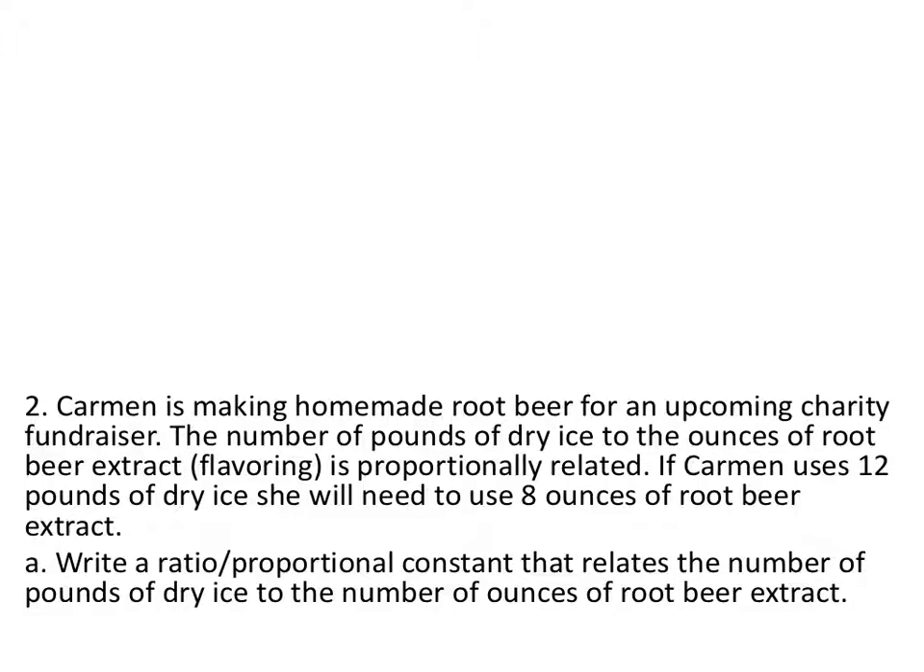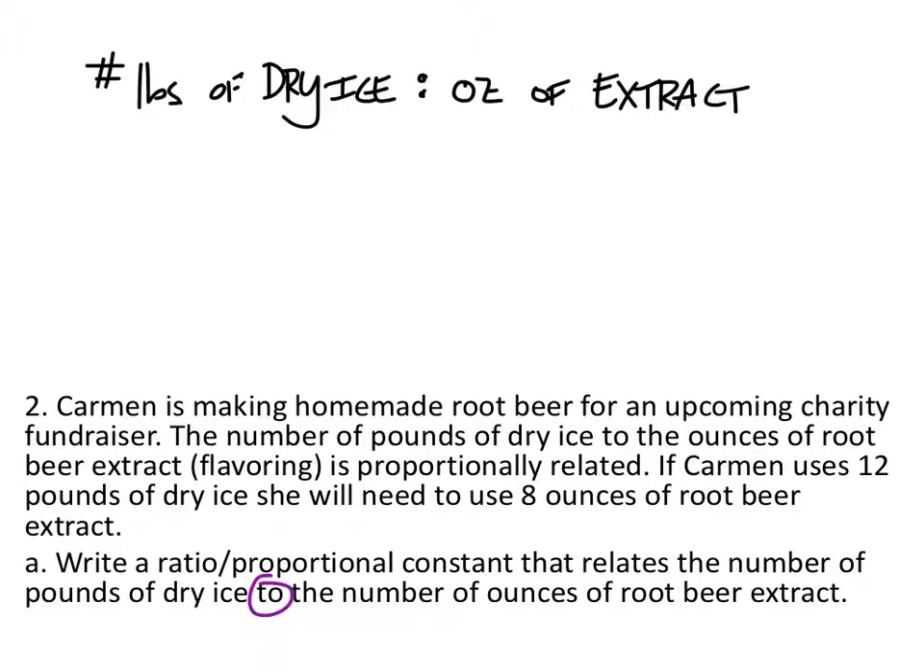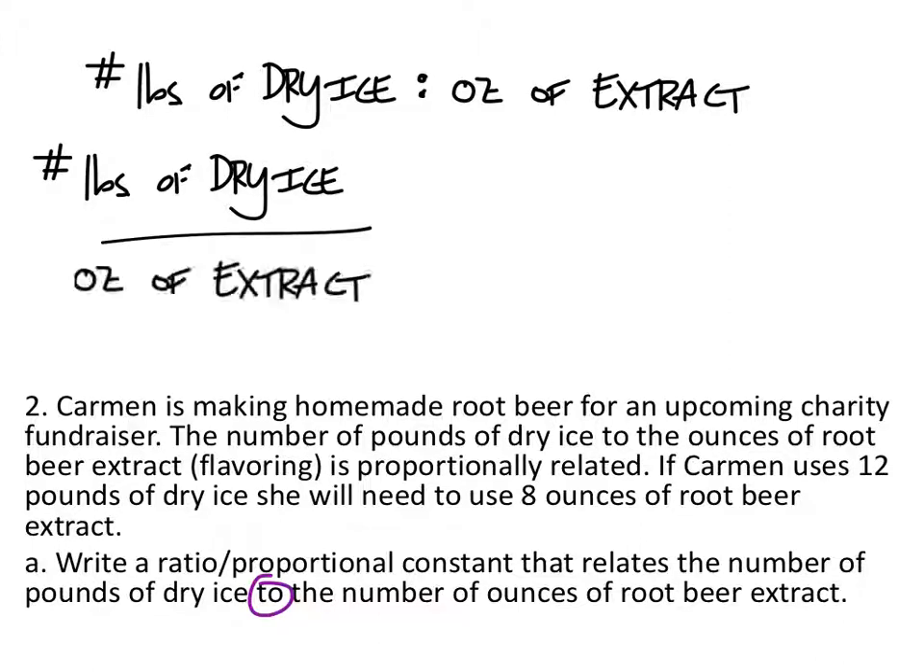So this one says that it is a ratio, and we're looking for the word "to" in a ratio. And that should help us to write the ratio out. So let's go and write that out. So this is what it would look like as a ratio, formally with the colon in between. But we could also rewrite that as a fraction, which we should have learned in 7th grade. And we would divide pounds of dry ice by ounces of extract. All right, and we do want to see this in more of a fractional form like this one.